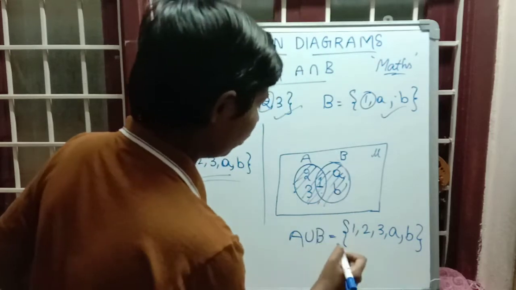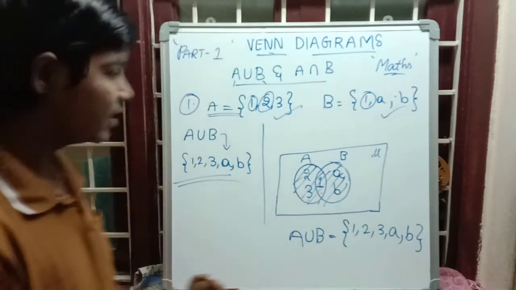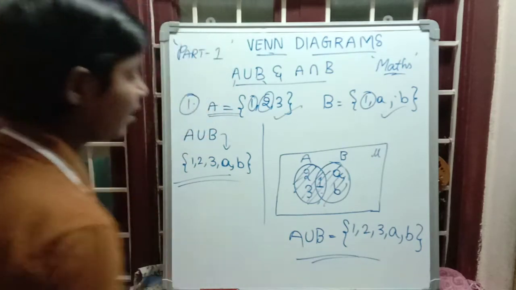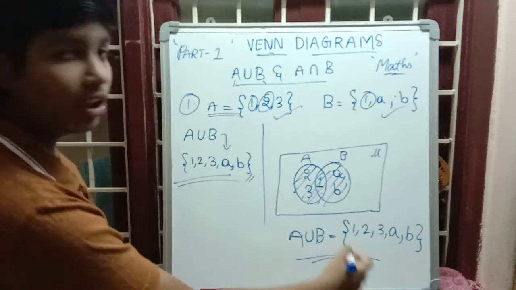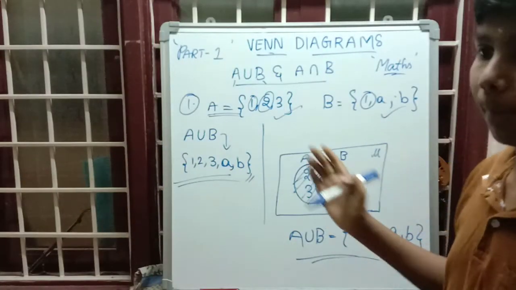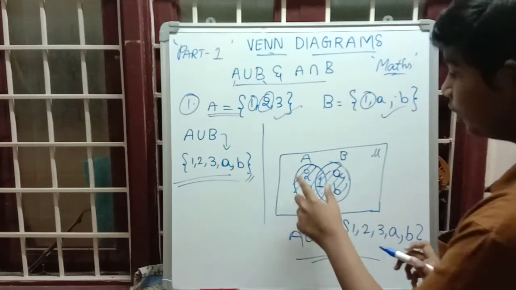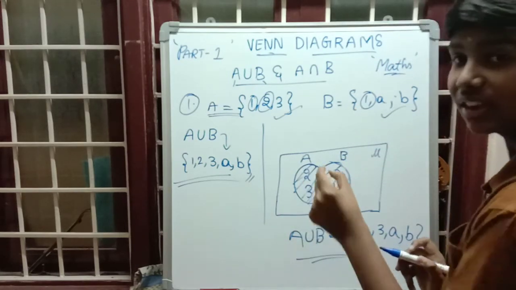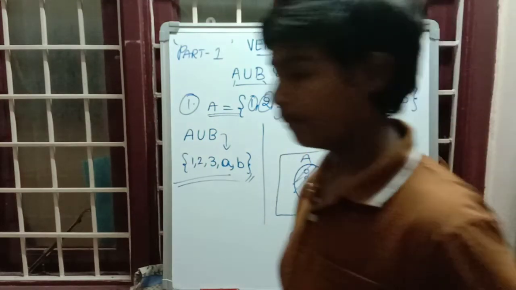As 1 is common, only one time we will write. Remaining 2, 3, a, b. Yes, this is the Venn diagrammatic representation. In roster form also we got the same answer. So here we have to understand that union, combining of two sets, will shade full set A and set B. Combining this, the inside one also will be shaded, because 1 we are taking in the set.